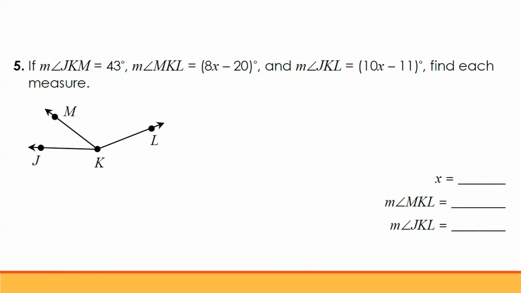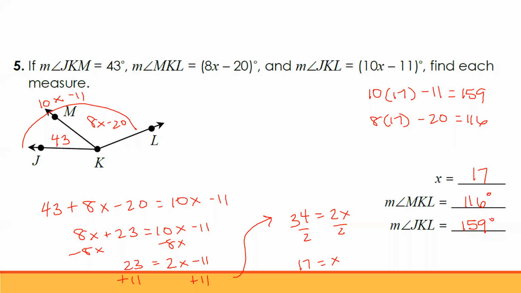The measure of angle JKM is 43 degrees. The measure of MKL is 8x minus 20. And the measure of angle JKL is 10x minus 11. Find the measure of each angle here. Try this one on your own. Okay, so hopefully you got x equals 17. You should have gotten the measure of angle MKL is 116 degrees, and the measure of angle JKL is 159 degrees.